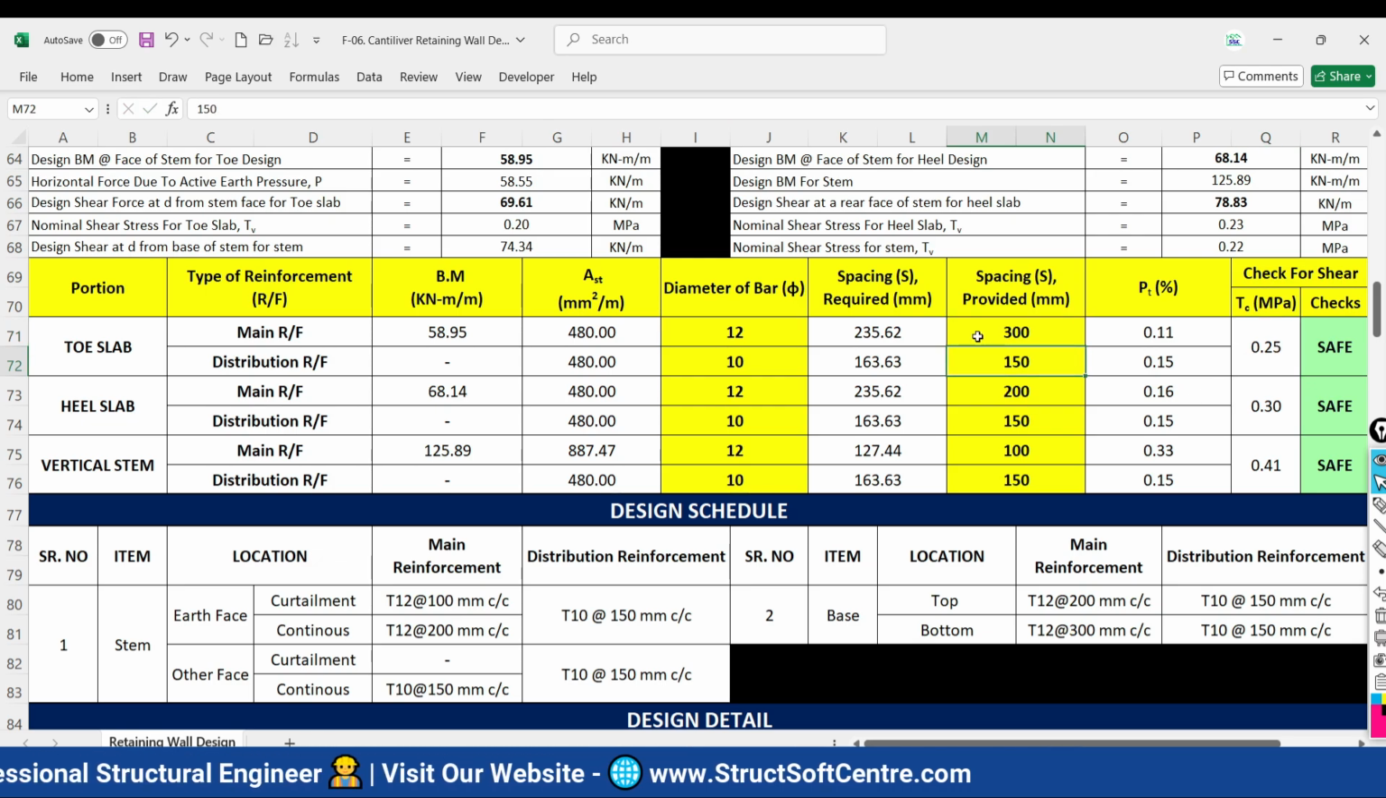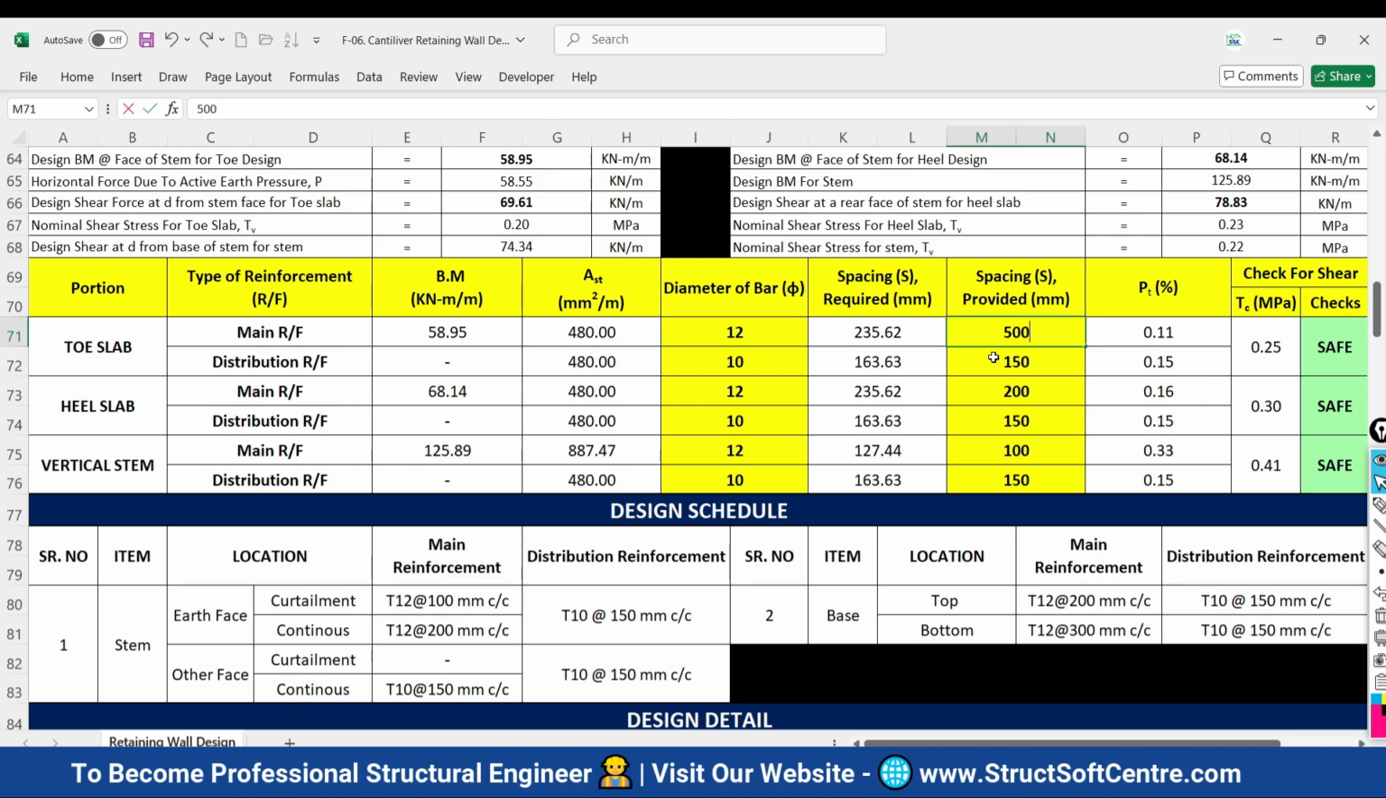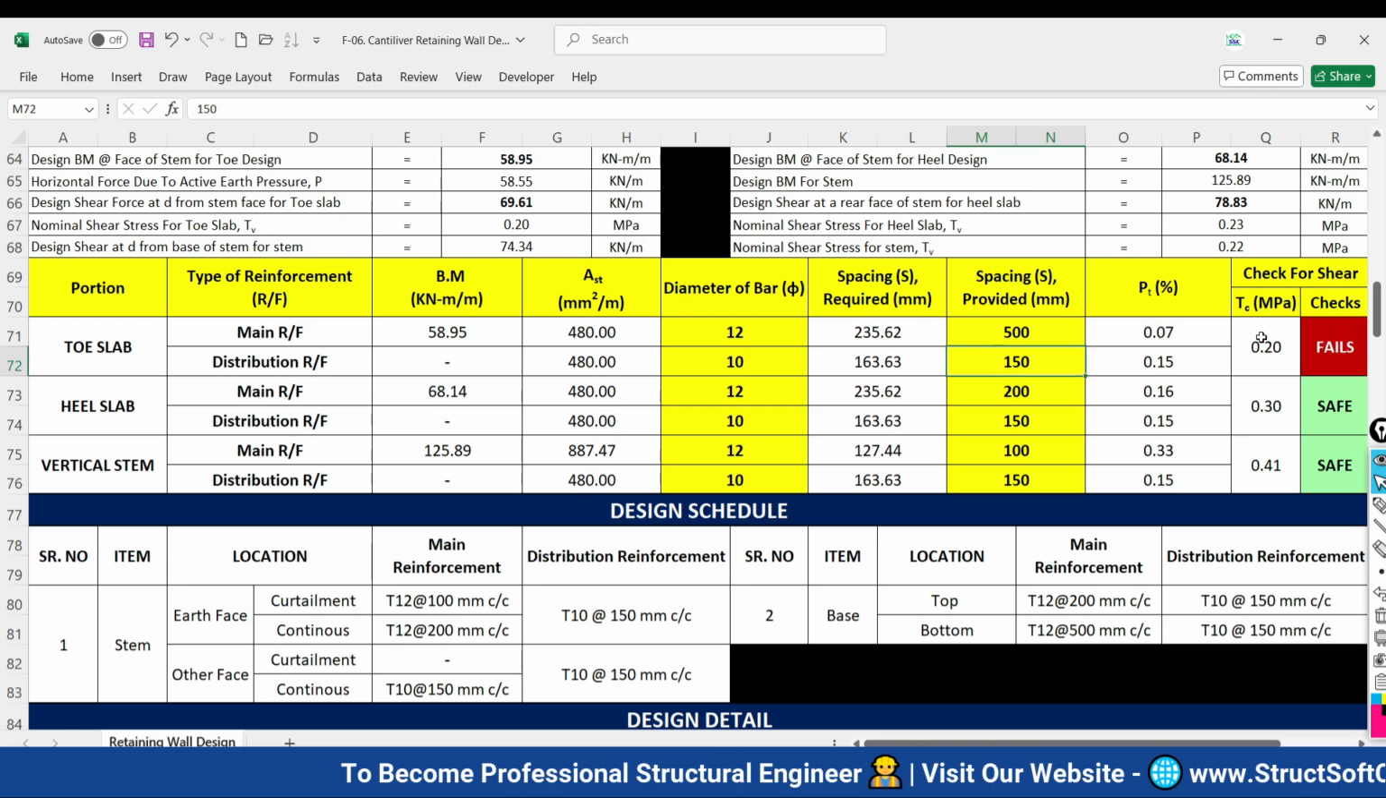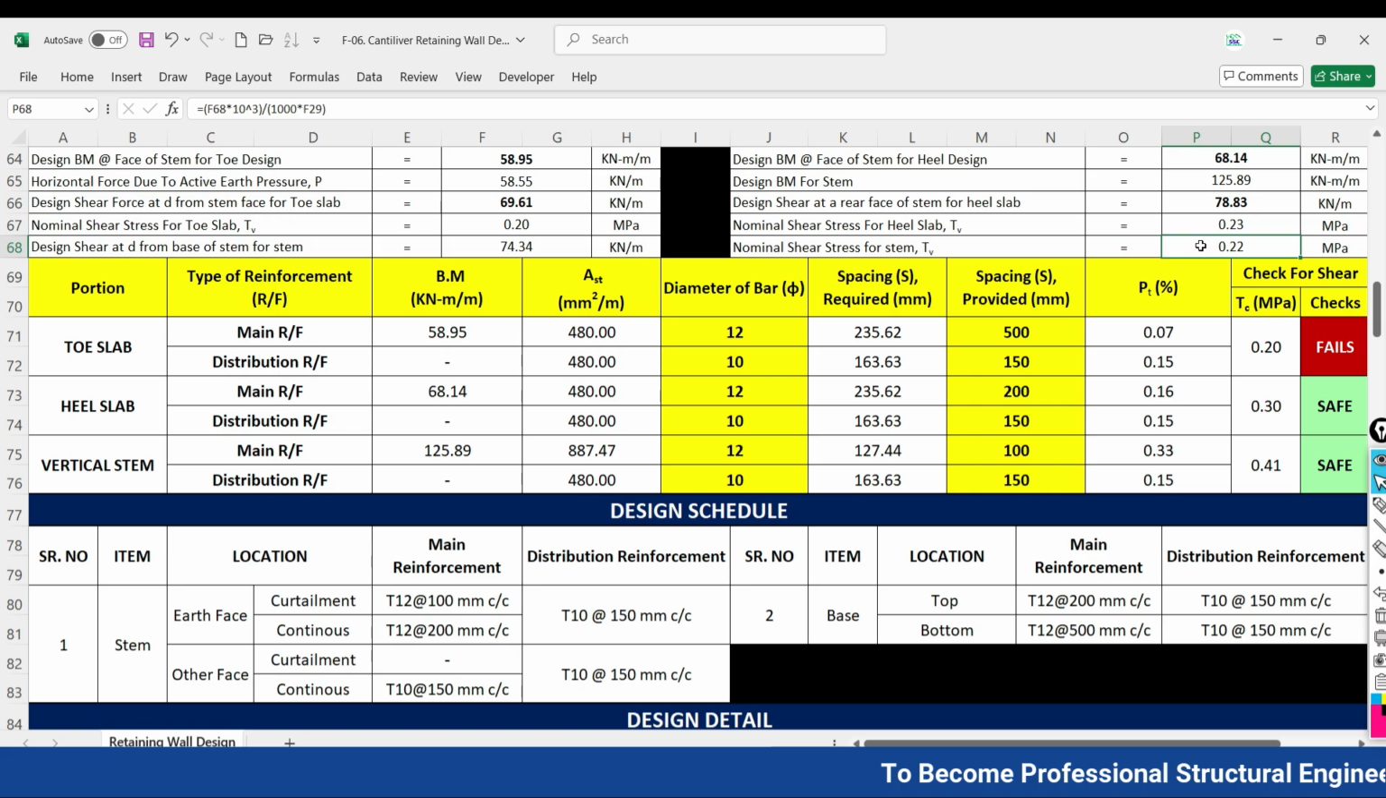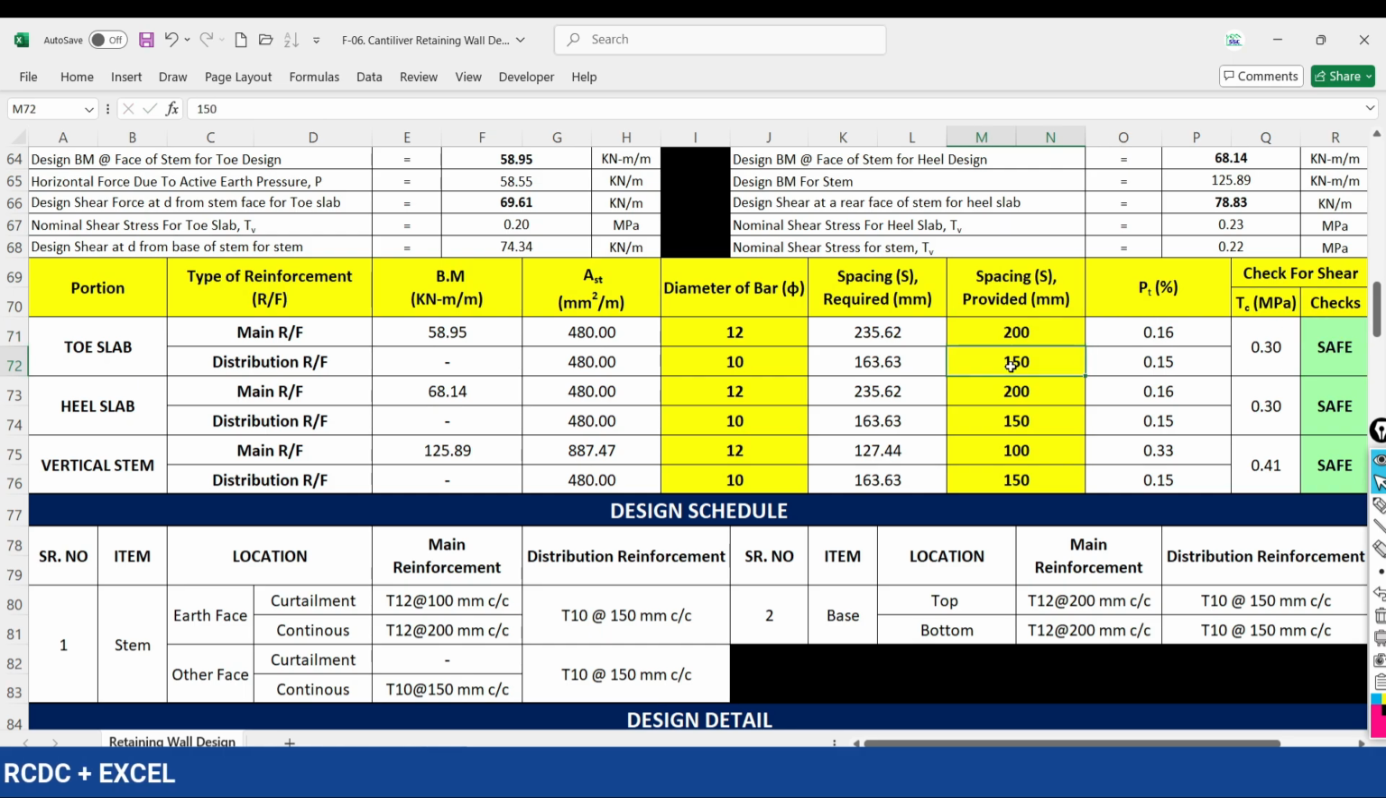Suppose I provide 500 for example. Now it is failing. Your shear resisting capacity is 0.2 and your stress is 0.22, so you are failing. That's why the demand is 235, and I am going to provide 200, right? So it is safe. Thereafter the heel slab.